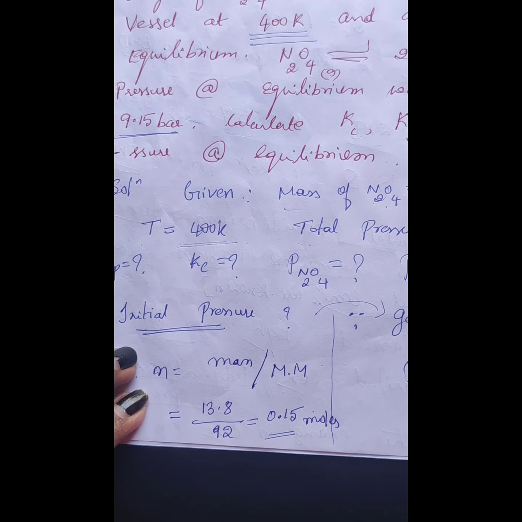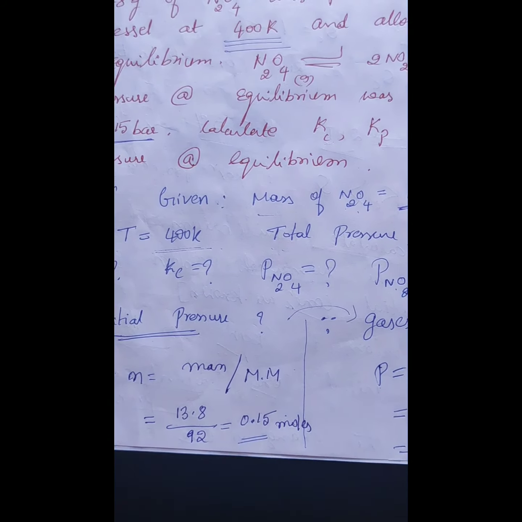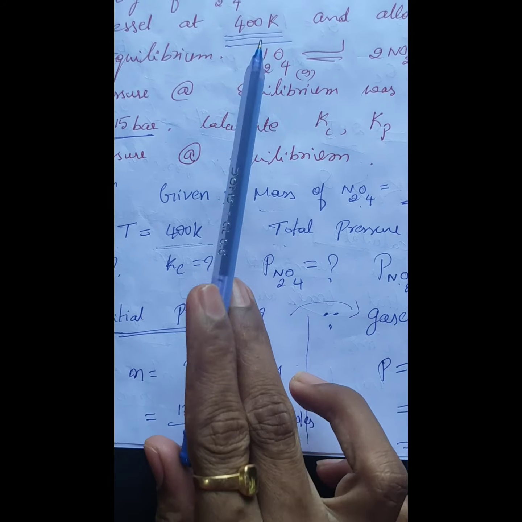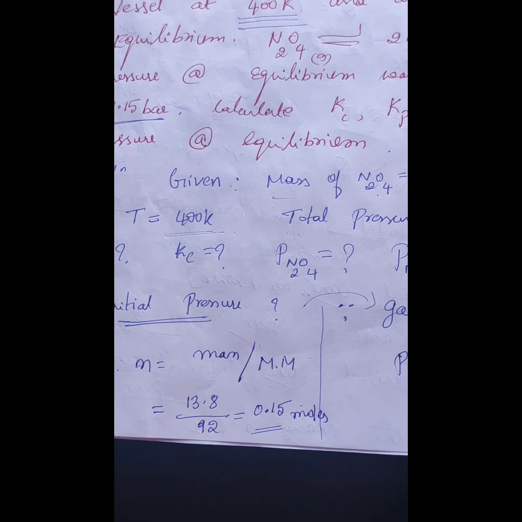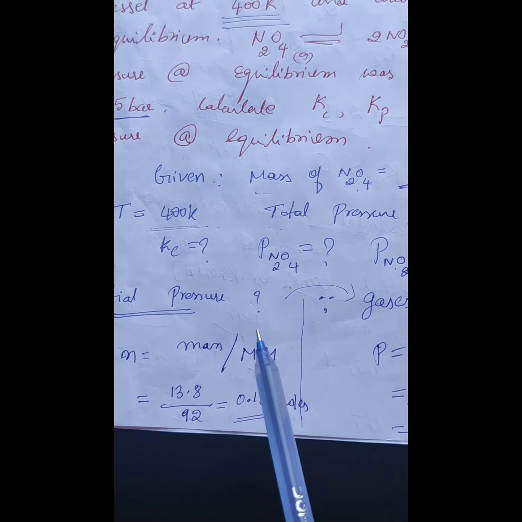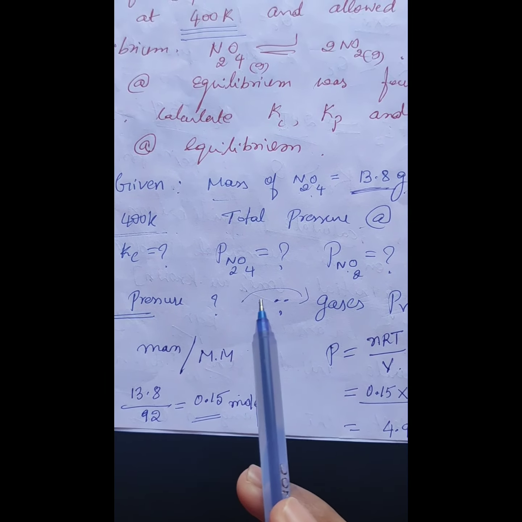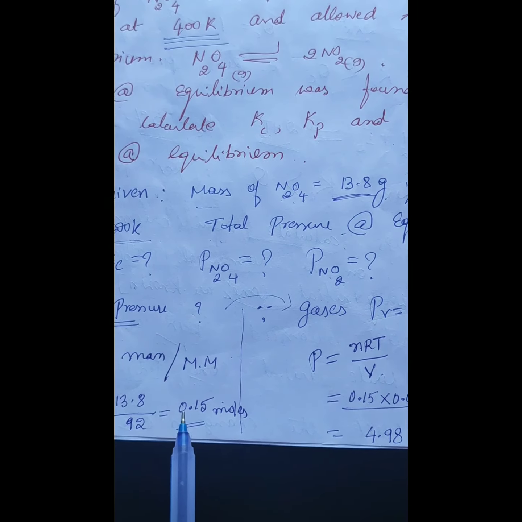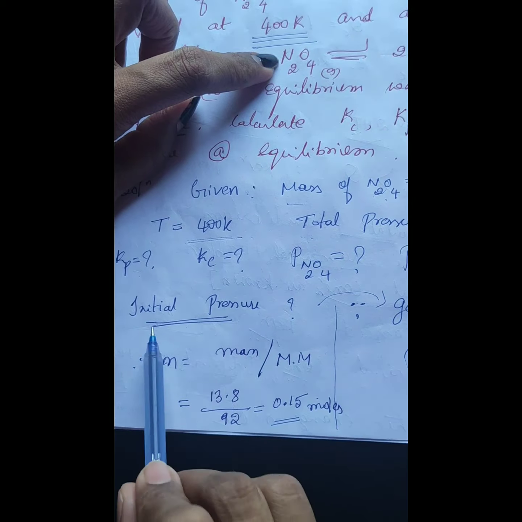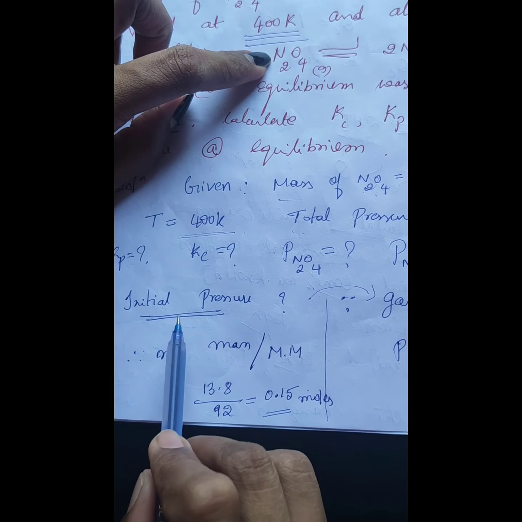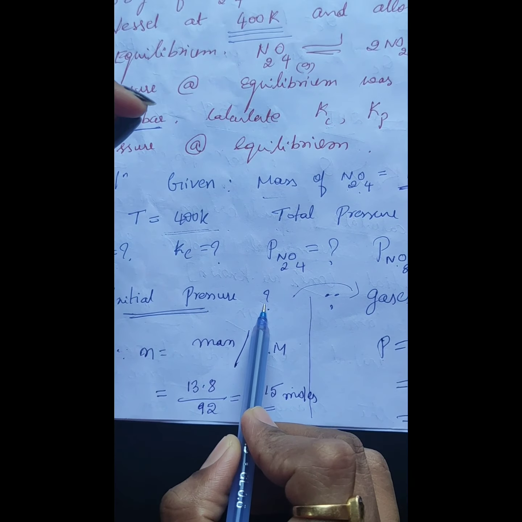So children, in this case, with the data given we can't directly start the initial step of the reaction. The initial concentration or initial pressure they have not given. As it is a gaseous reaction, it should be the initial pressure. So first our intention is to find the initial pressure from the data given.